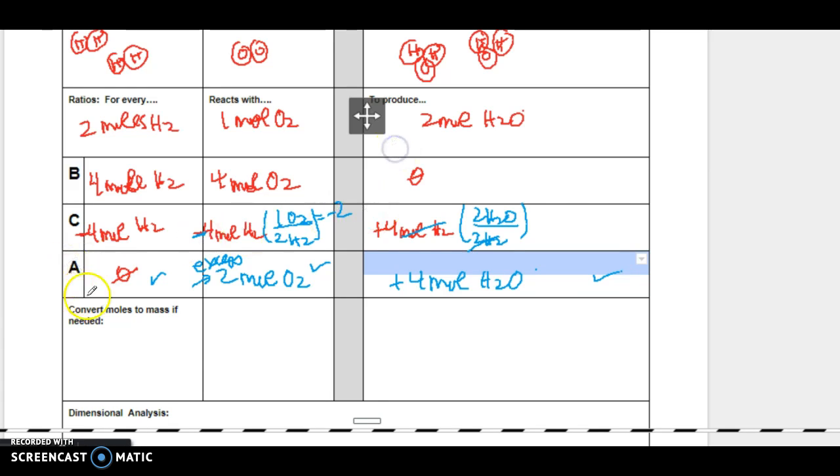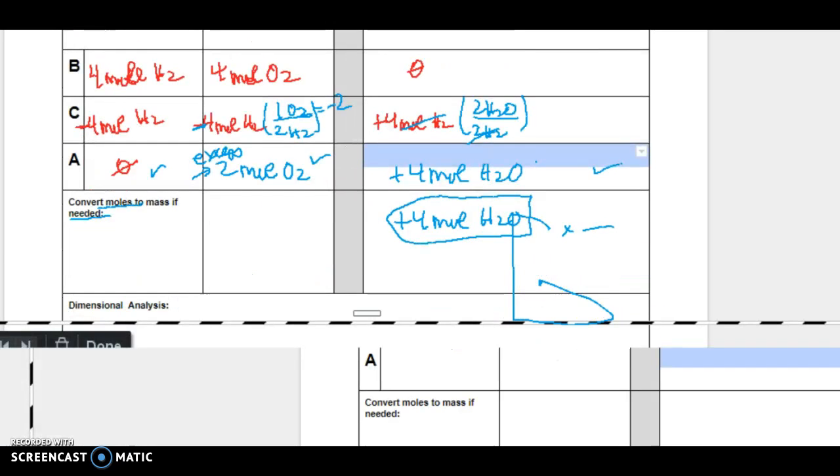Convert mass to moles if needed. We don't need to because all they asked for was moles of water. If they had asked for grams of water, then we'd have to use the molar mass, but they did not.